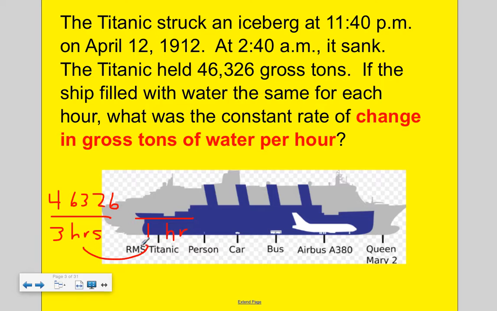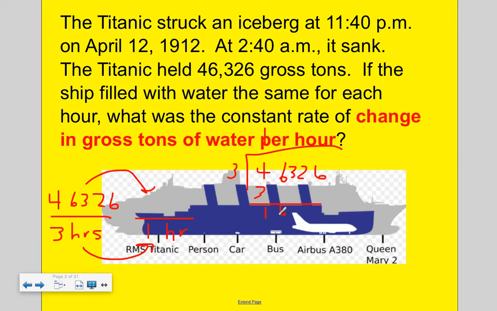So to turn 3 hours to 1 hour, I divide by 3. So what is 46,326 divided by 3? So the constant rate of change, it changed from 11:40 p.m. to 2:40 a.m., which is 3 hours. It started with 0 gross tons of water to 46,326 gross tons of water. So if I divide this by 3, it goes in 1 time.